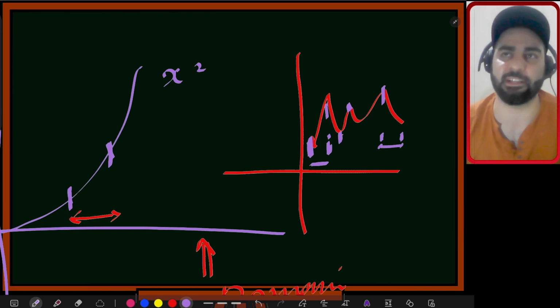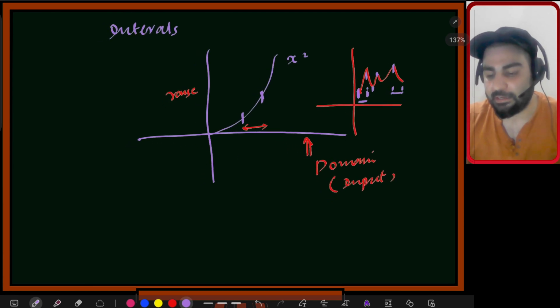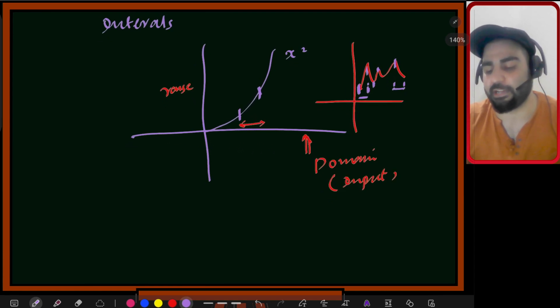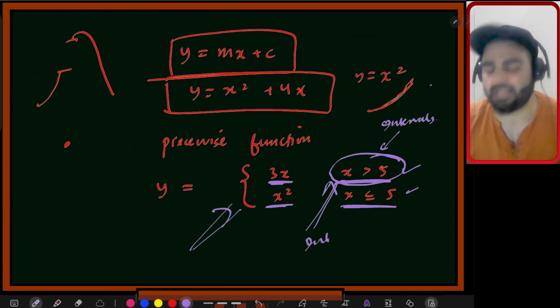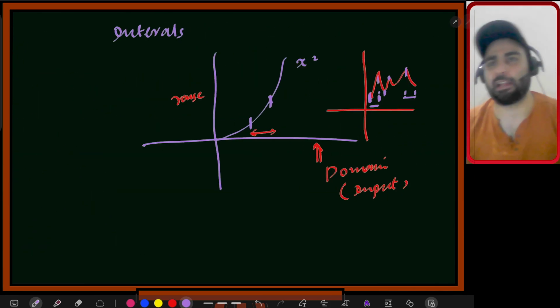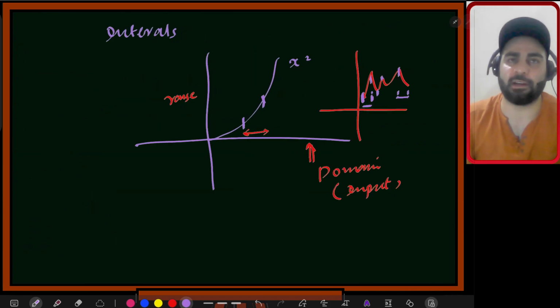Sometimes a function cannot be represented directly with just one equation, and we have to bring in multiple equations. We bring in these piecewise things, and then we come up with these intervals. And there are different types of intervals. There are closed intervals, open intervals, and semi-closed intervals.